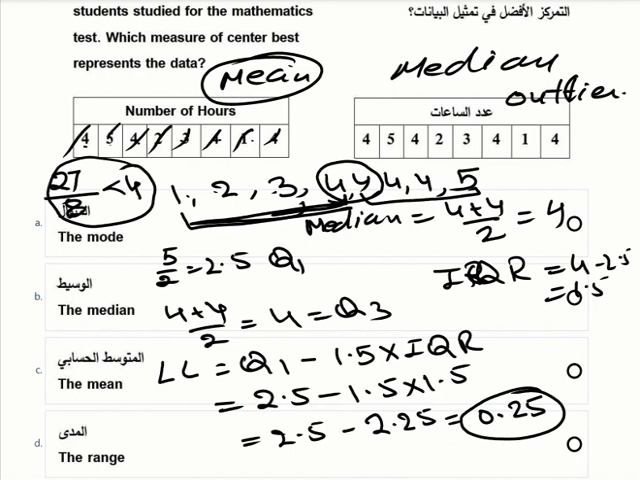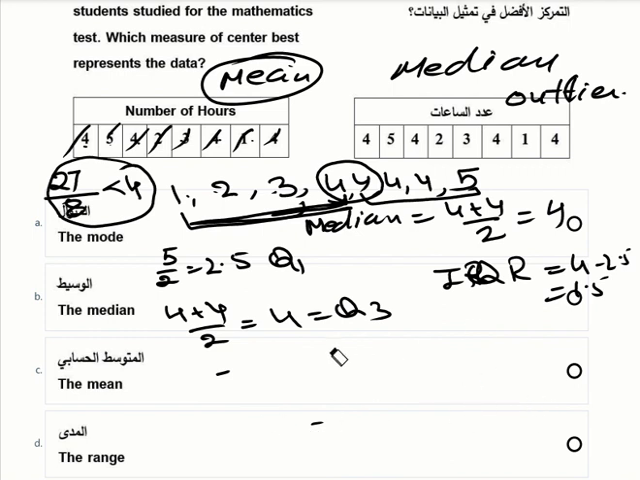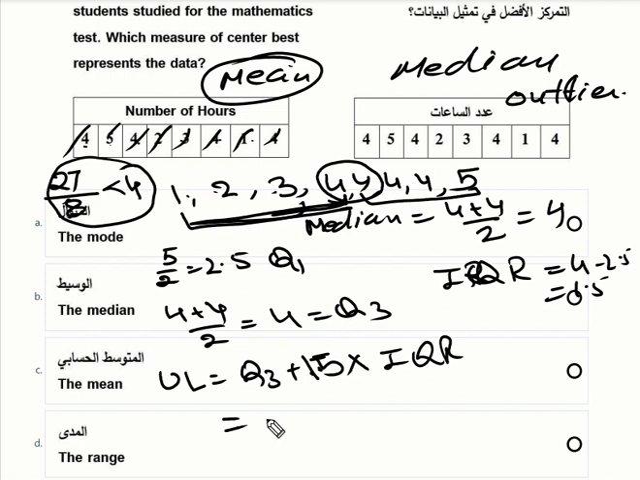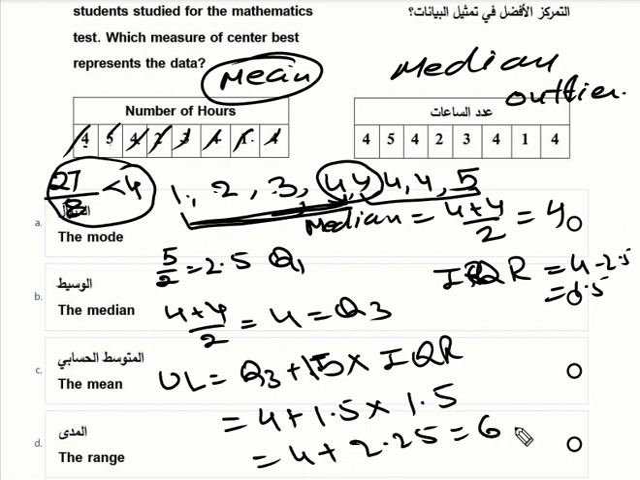Now we will find the upper limit also. And what is the formula for the upper limit? I am sure you remember that formula. This is the upper limit: Q3 plus 1.5 times the interquartile range. It is equal to Q3, which is 4, plus 1.5 times IQR, which was 1.5. So 4 plus 2.25 means 6.25. Any number bigger than this will be an outlier. And what is the maximum number here? The maximum number was 5. So there is no outlier. So mean will be the best way to represent the data.